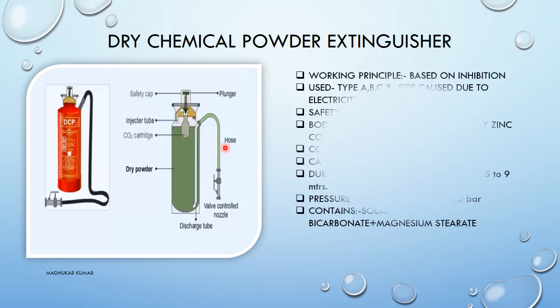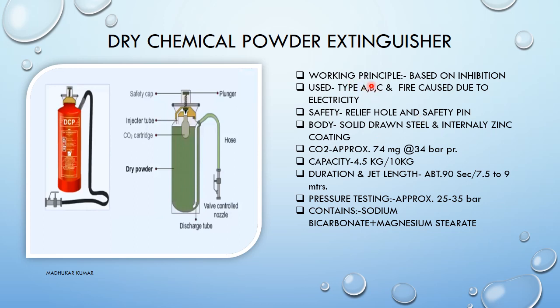Okay, now some of the details over here. This is based on the working principle of inhibition. Inhibition means you are breaking the chain reaction. For this I will put another video regarding the classifications of fire, and then we can have a detailed discussion on that. Okay, here we will use type A, type B and type C. It can be used for ABC classes of fire, so that's why it is called an ABC type of extinguisher also. And another major advantage is that we can use it for fires caused due to electricity. So any electrical appliances where the fire is there, we can use it for that.